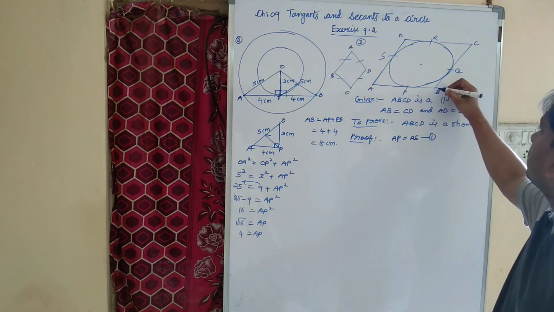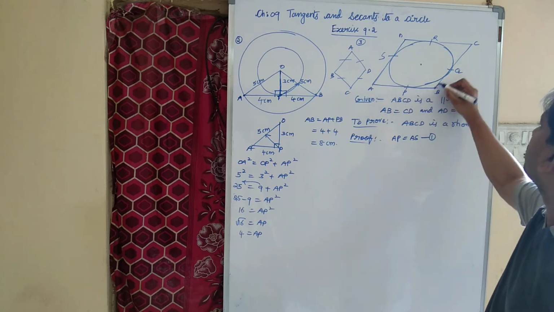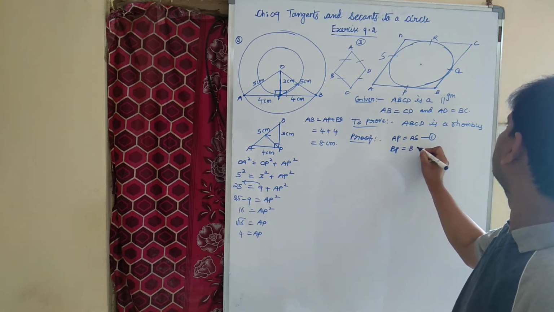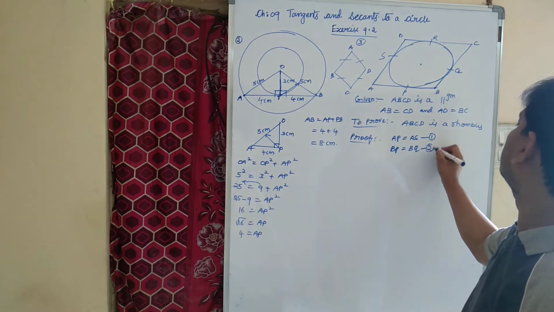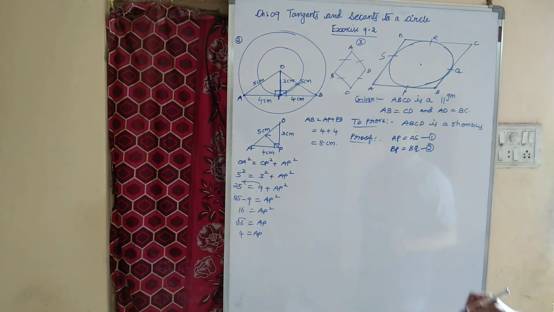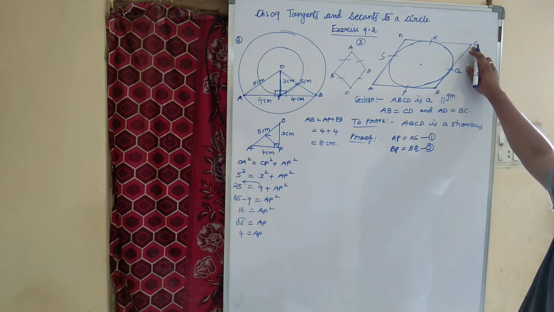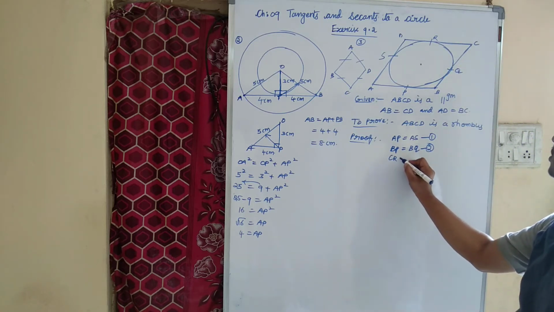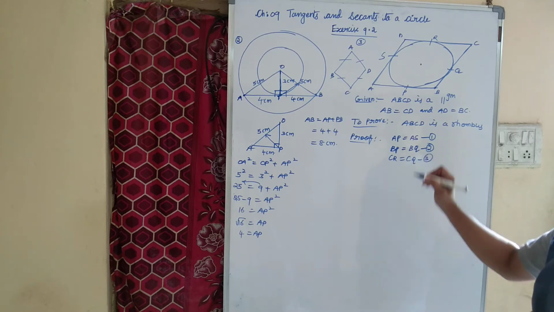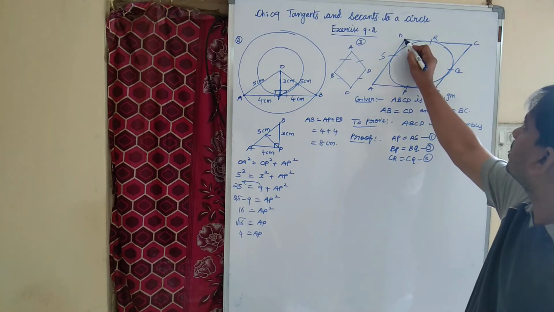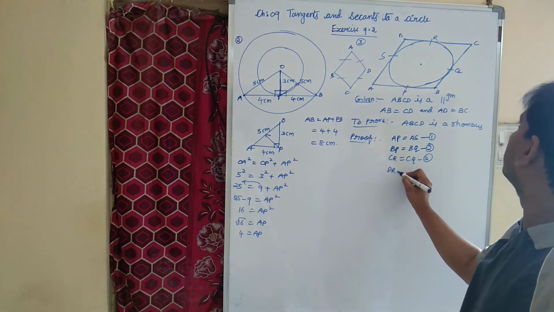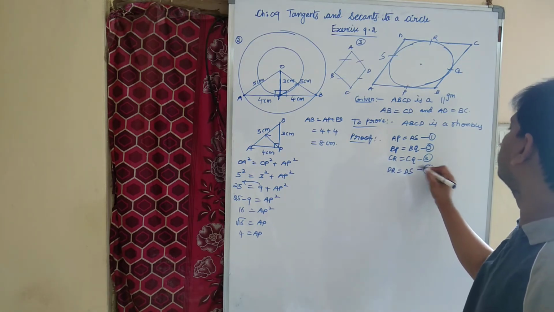Now if you consider B as an external point, then BP and BQ are the tangents drawn from an external point to a circle. They are also equal. BP equals BQ. This is my equation number 2. Similarly, if you consider C as an external point, CR equals CQ. This is my equation number 3. As well as if you consider D as an external point, the tangents DR and DS are equal, DR equals DS. This is my equation number 4.